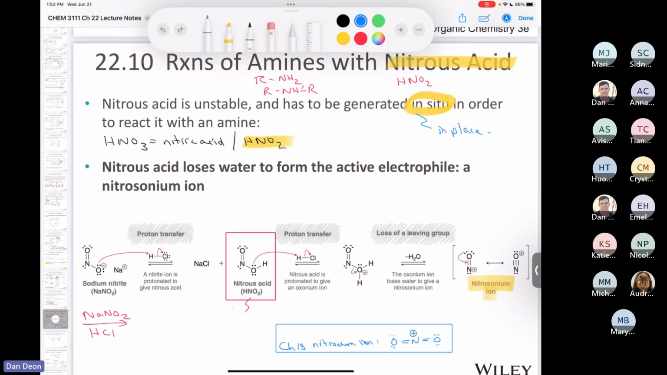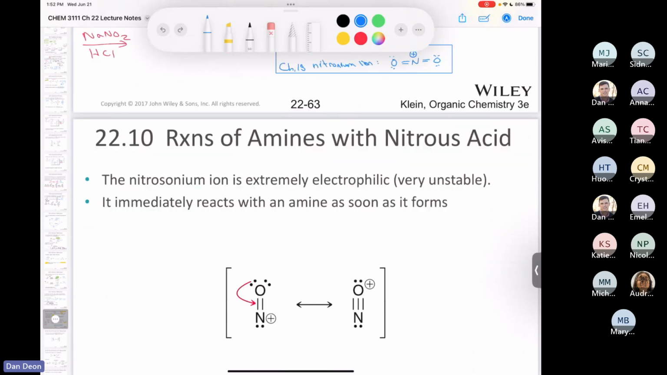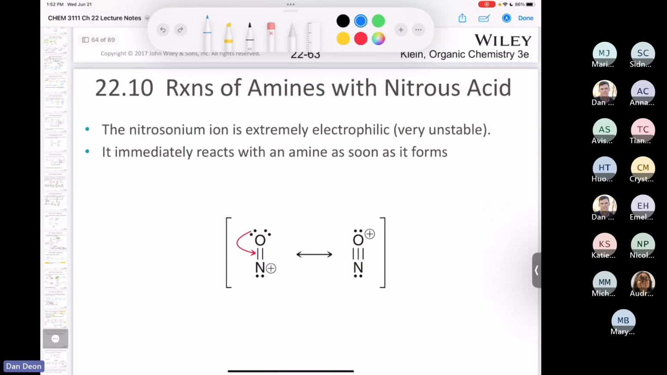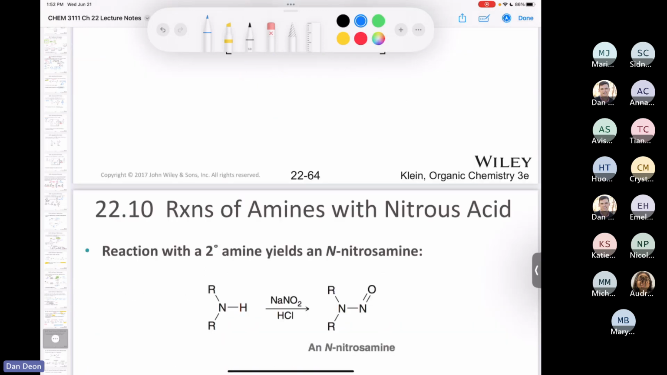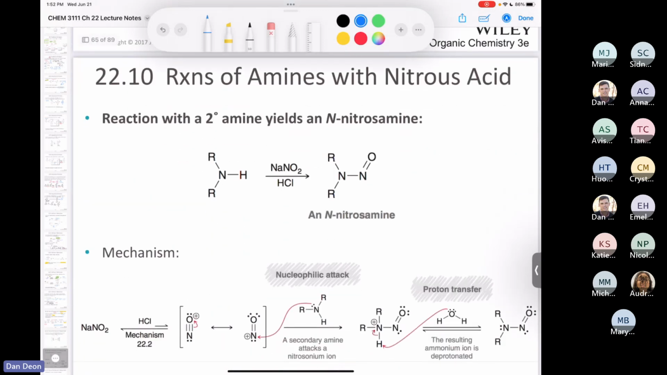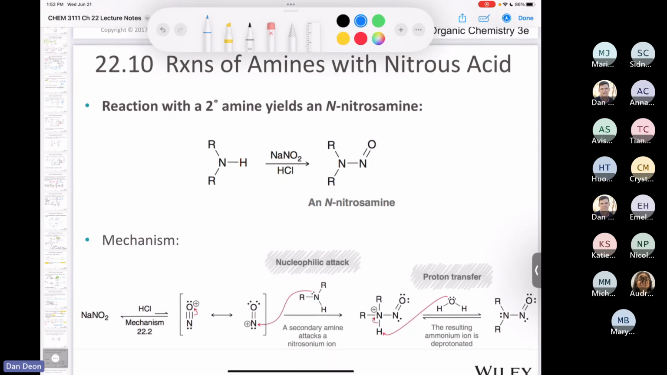So what we're interested in is what's going to happen when we make that nitrosonium ion. It's very electrophilic, but how is it going to react with an amine? Well, again, what we're going to see in this section is that it will react with primary amines and it will react with secondary amines, but the nitrosonium ion will not react with tertiary amines. So let's get into it here. And we actually start with secondary amines, and there's a good reason for it. You'll understand why when we look at the mechanism.